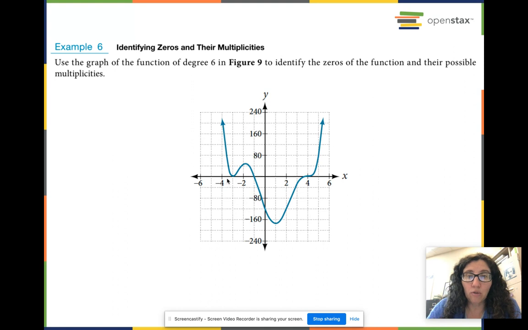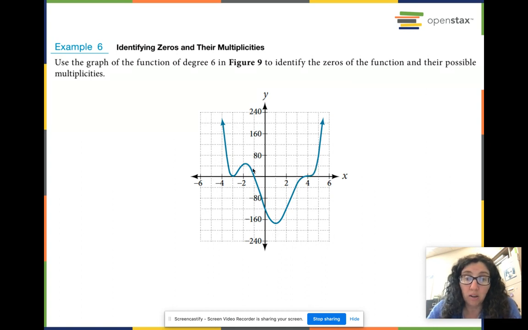All right, let's look at this graph and identify the zeros and their possible multiplicities. It looks like there's a zero here at -3, and the graph touches but doesn't cross there. So that would be multiplicity 2. How about right here? It just crosses at -1. So this would have multiplicity 1. How about over here? It crosses, but it's a little bit flat. That probably is at x equals 4, a zero of multiplicity 3.